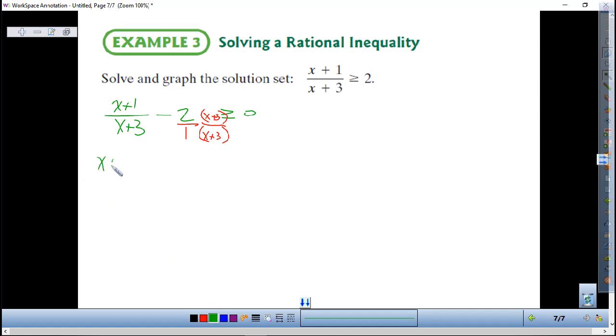So now I have (x plus 1) over (x plus 3) minus 2 times (x plus 3), which is going to give me (2x plus 6) over (x plus 3), and this is greater than or equal to 0. Alright, so now you want to combine these into one fraction. We've already got our common denominator, so we know that's going to be on the bottom, x plus 3. And then x minus 2x gives me negative x. 1 minus 6 is going to give me negative 5.